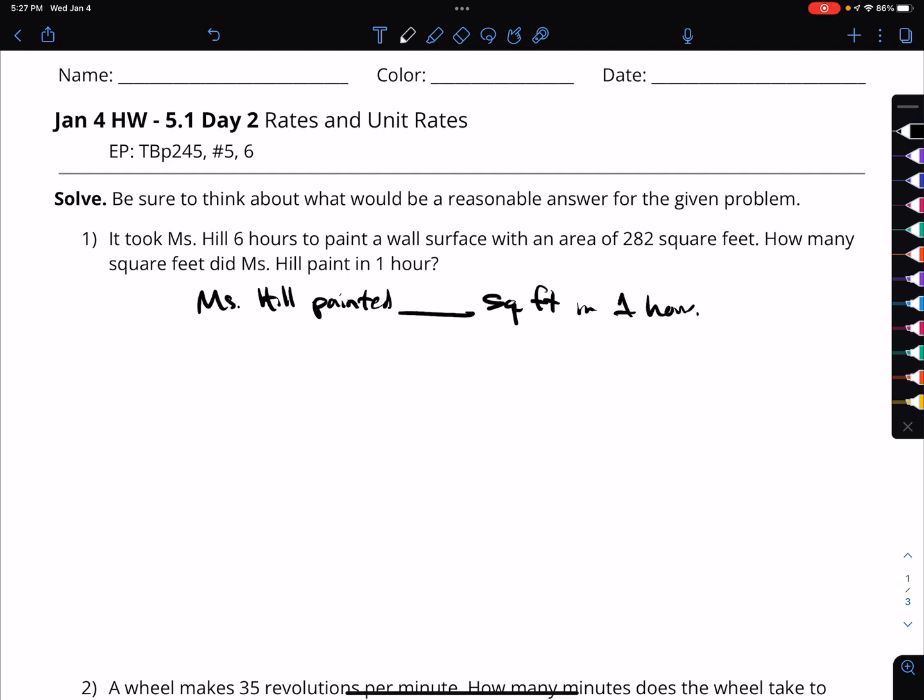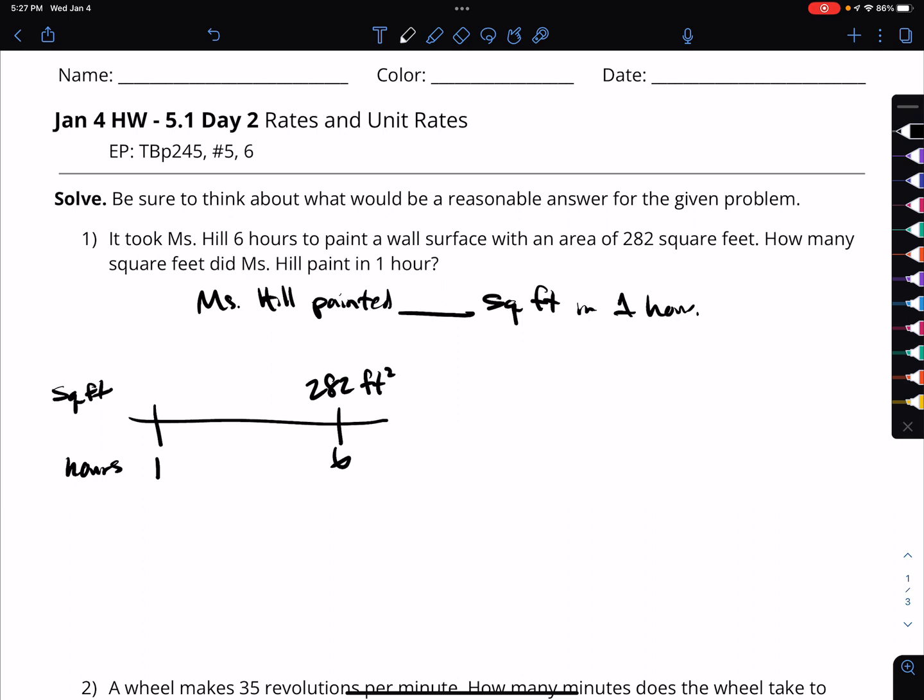So I am going to be using one of our rate lines, because I do think it is a nice way to make sure that we keep things organized and I make sure that the correct unit is applied to the correct number. So we are doing square feet and hours, and the information that we've been given is that it takes 6 hours to do 282 square feet. And we want to know about 1 hour.